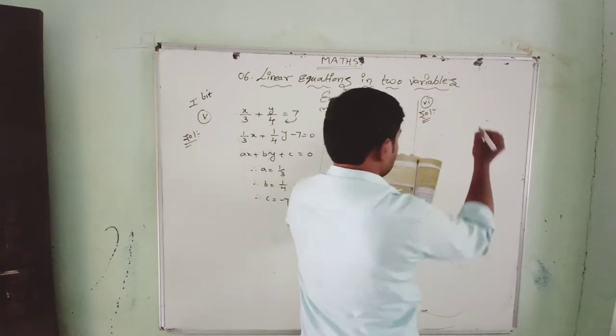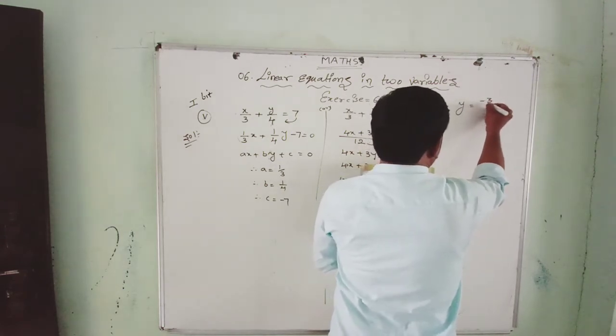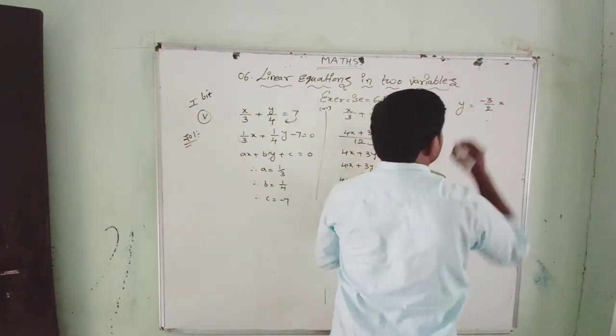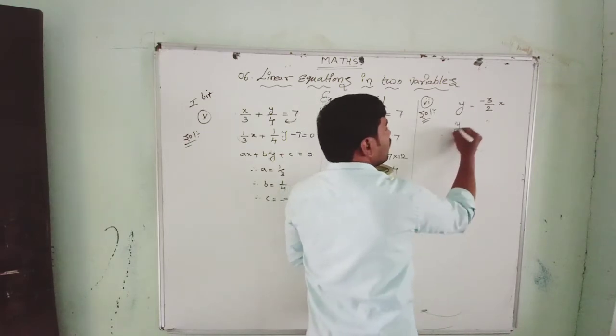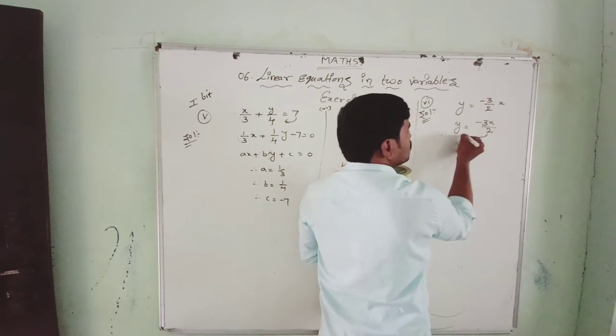Solution: y equal to minus 3 by 2 into x. See, very carefully we'll do it. y equal to minus 3 into x is minus 3x by 2.